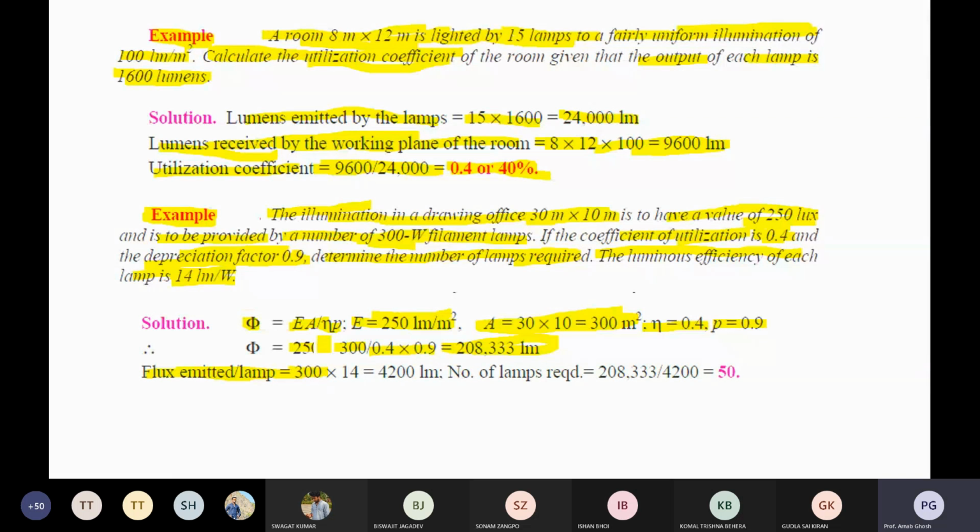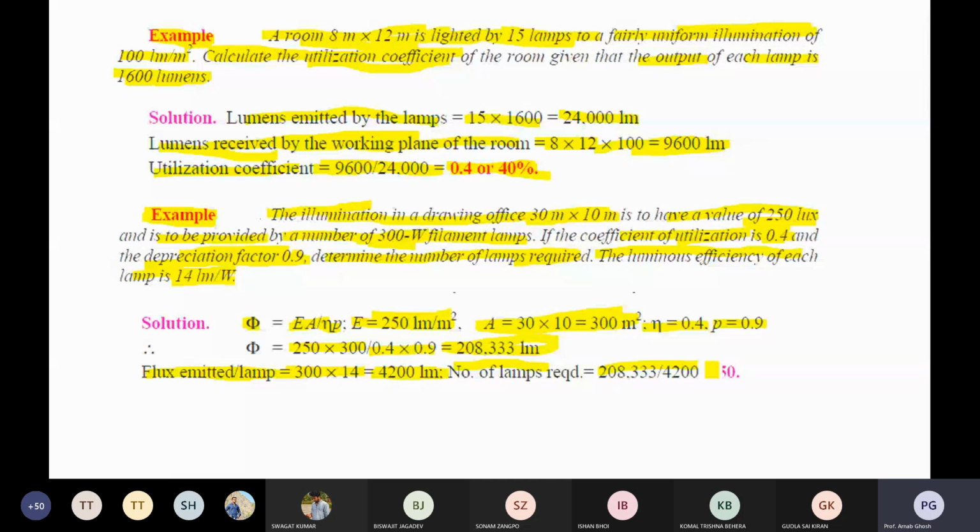50. This is an approximated value; a fractional number of lamps is not possible practically. So that's why a round figure should be taken, it should be calculated nearer to the value. Okay. Now you can go for the calculations.